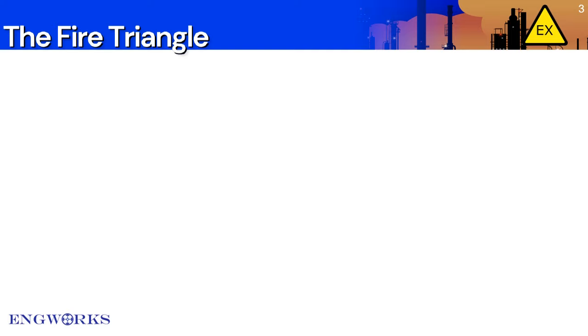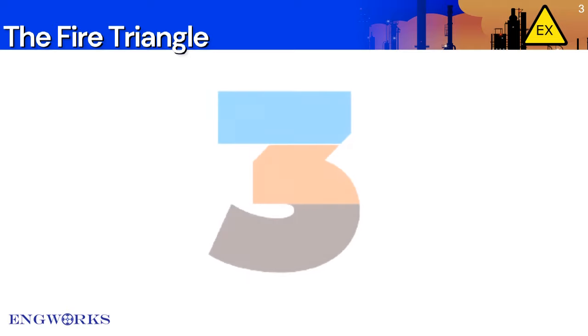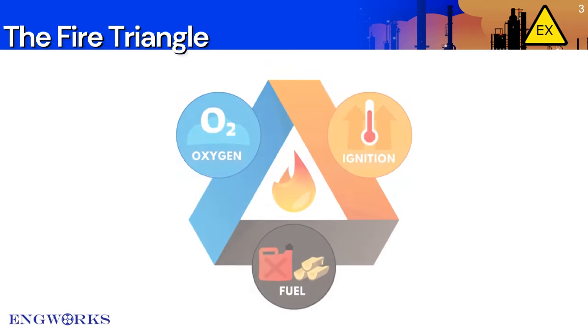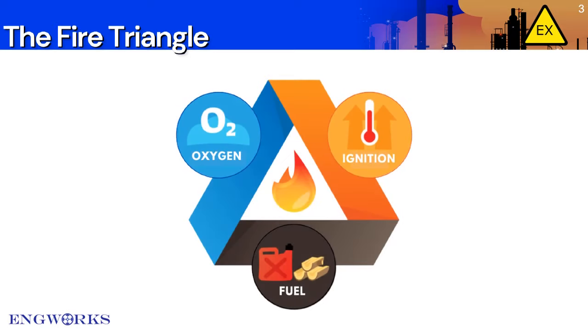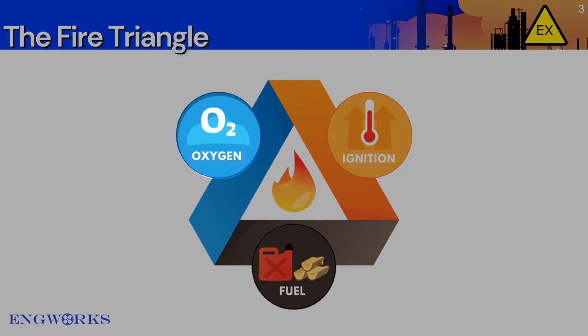Let's start with the fire triangle. It helps us understand how a classification design relates to explosion safety. For a fire or explosion to occur, 3 elements are required: oxygen, a fuel source, and an ignition or heat source. The air we breathe is 21% oxygen, so by default, one side of the triangle is always complete.